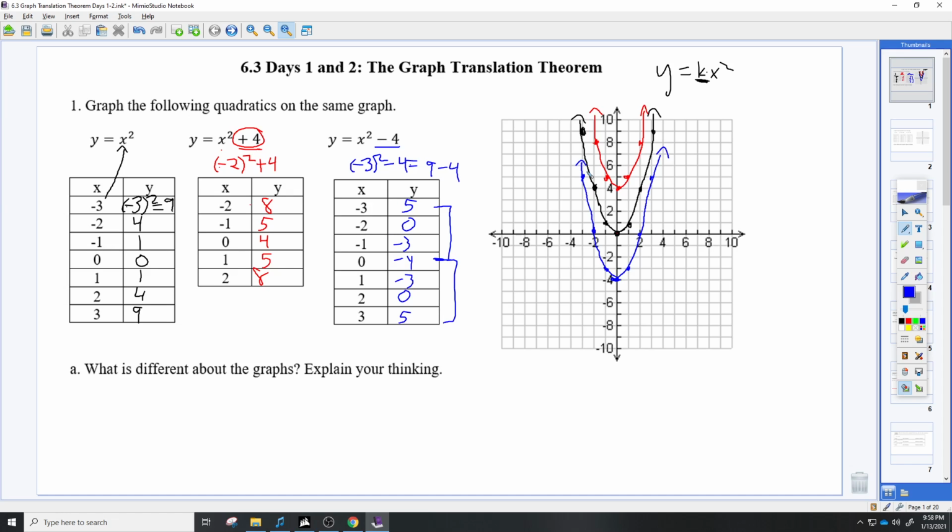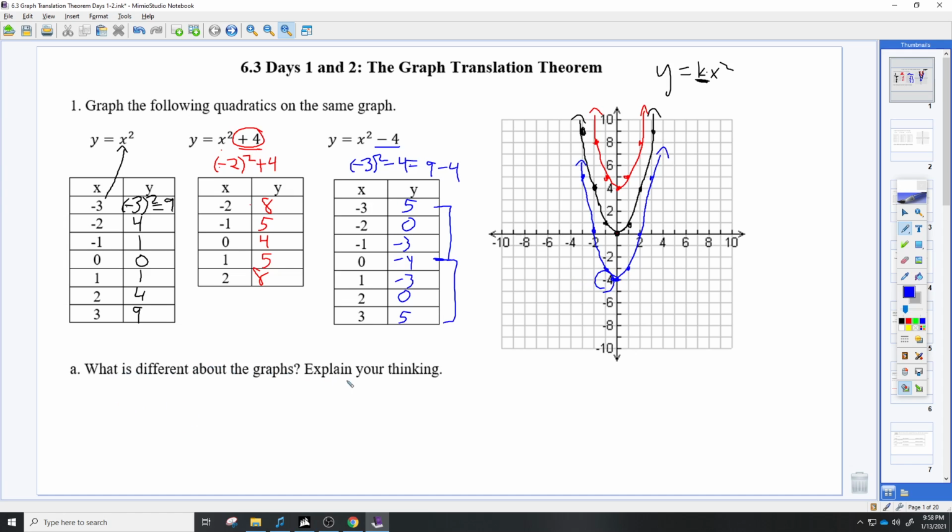So what happened this time? We had the original graph, our black one, the x squared, and now we subtracted 4. So it took this graph and it shifted it down the y-axis, down to -4. That's where the very bottom hits.